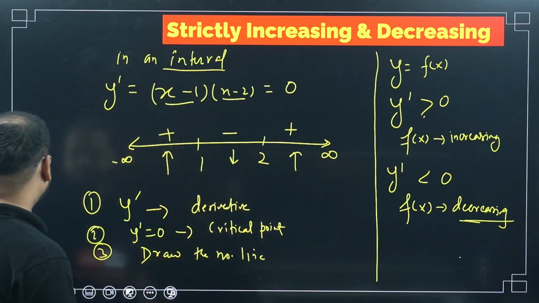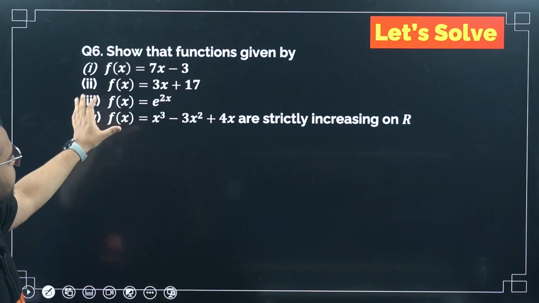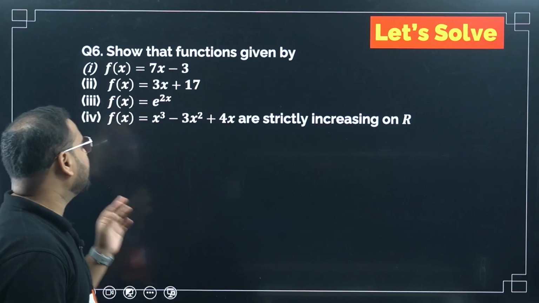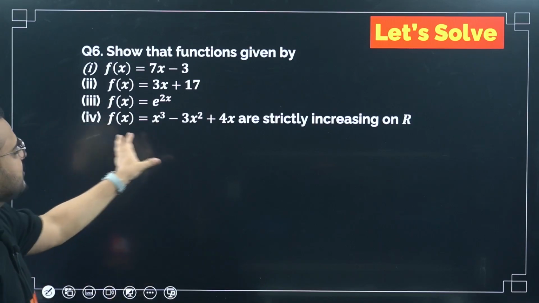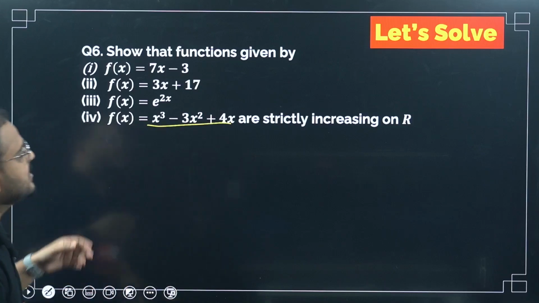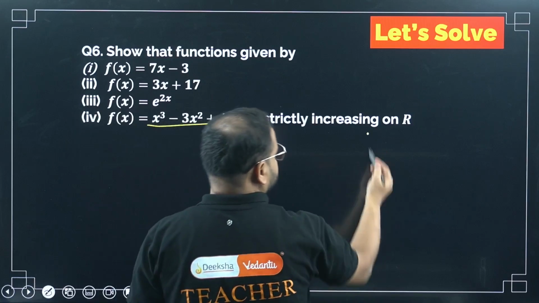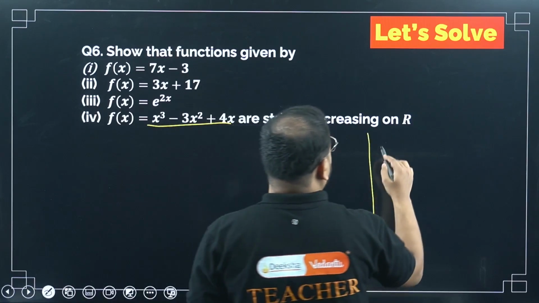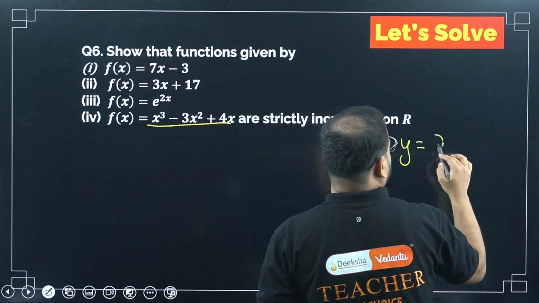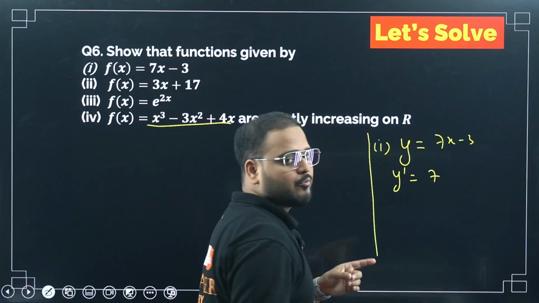Okay, moving on. Now this problem: I have taken 4 functions here. f(x) equals 7x minus 3, f(x) equals 3x plus 17, f(x) equals e power 2x, and the fourth function is given like this. For all these 4 functions, you have to check whether it is strictly increasing on the real numbers or not. Let's check the first one. y equals 7x minus 3. Take the derivative, 7. Is 7 more than 0?